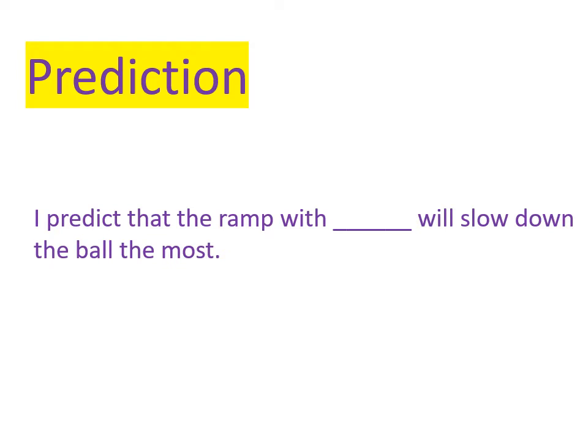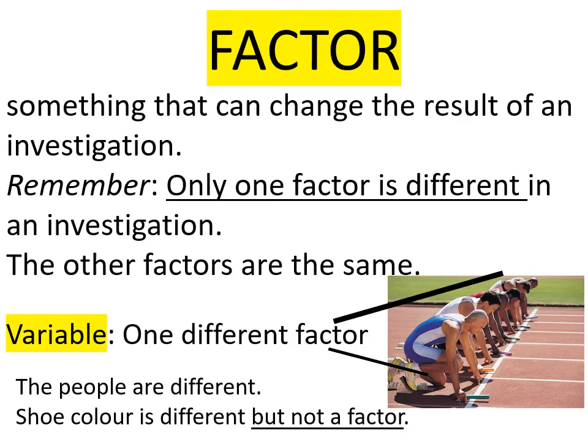So we predicted which surface would slow down the ball the most. We talked about, before we started our investigation, how we can make it fair, and we talked about factors. So a factor is something that can change the result of an investigation. Remember, only one factor is different in an investigation. The other factors are the same.